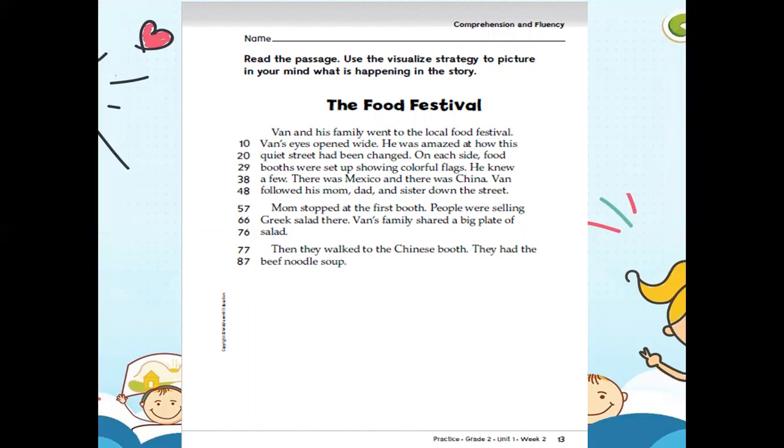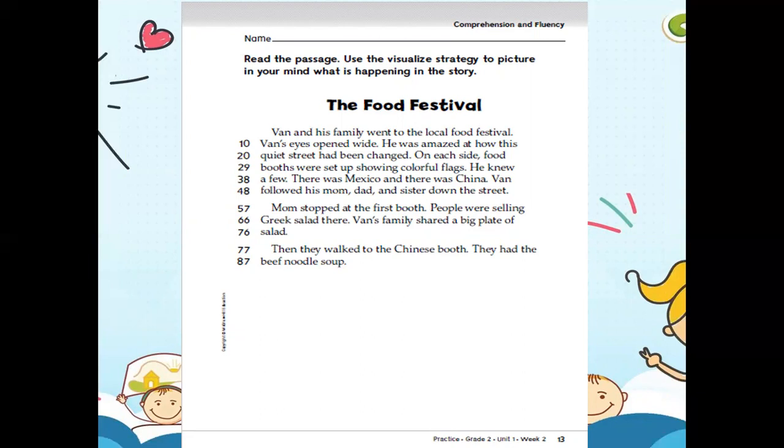Read the passage, use the visualize strategy to picture in your mind what's happening in the story. What's the meaning of visualize strategy? That means to imagine what happened in the passage, to close your eyes, for example, or without closing your eyes, but imagine the setting of the story, the characters, and the events, like playing a video inside your head.